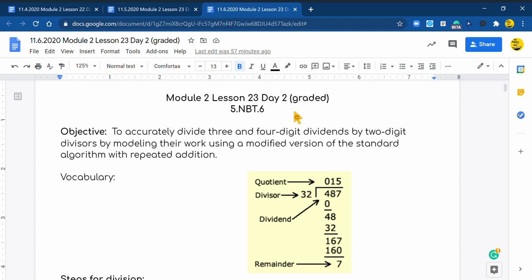We get to practice more division problems. Today we'll be dividing 4-digit dividends by 2-digit divisors. Again, let's look at our academic vocabulary.